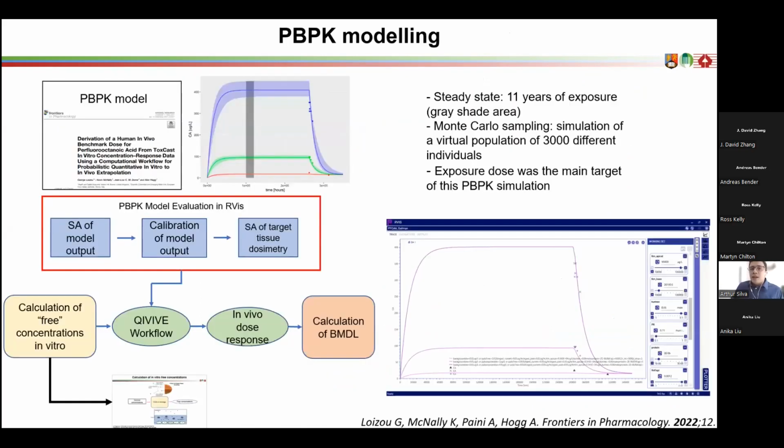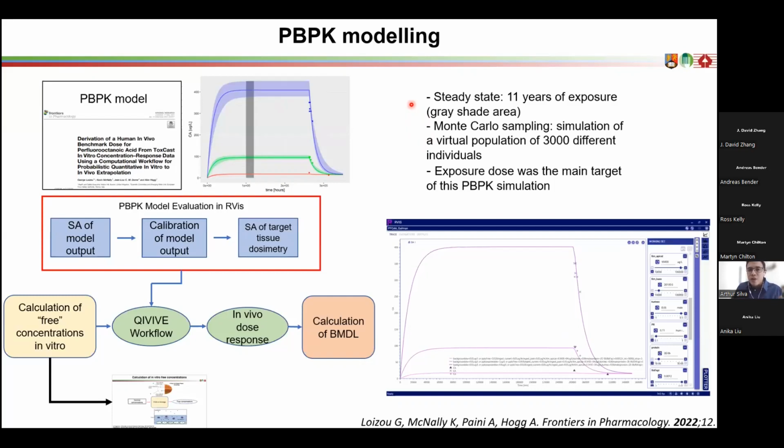From the PBPK side, the PBPK model was already published by Dr. George Loizou and his group. What we have done here was, first of all, choose a time interval along the region of the steady state before exposure, which in this case was equivalent to 11 years of exposure. The initial study had 35 years of modeling, 30 years of exposure plus 5 years of washout of the compound.